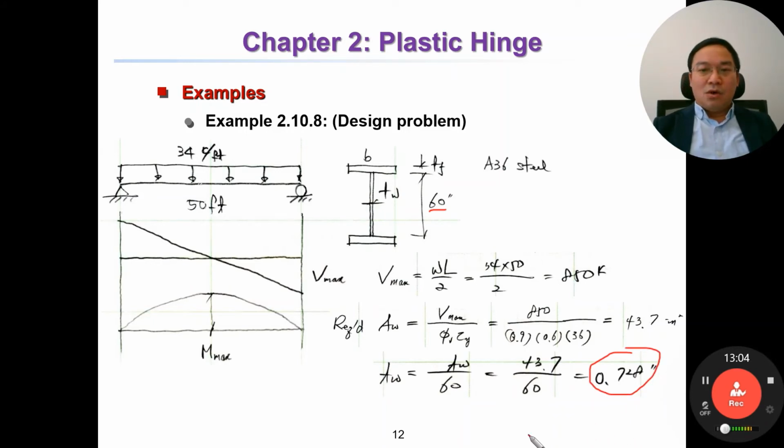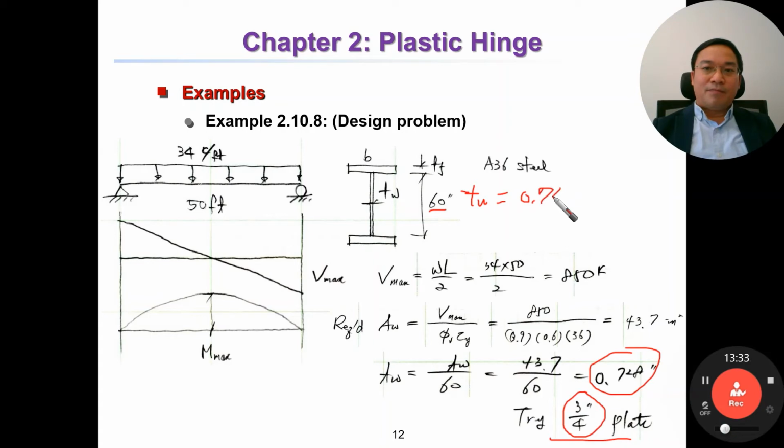0.728, or for construction components, we can use 0.75, and this value is 0.75. Okay, and we can use this one. So now Tw equal to 0.75, or equal to 3 over 4. Now we still have two unknowns, B and Tf.